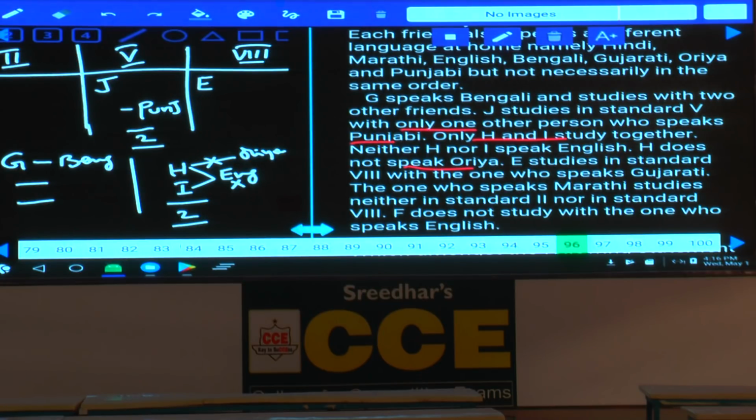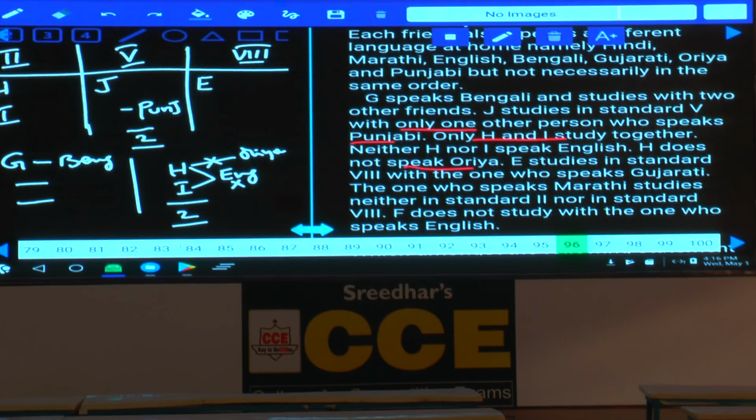As E studies in standard 8, tell me whether H and I study along with E? No. Why? Because H and I are the only 2 persons studying in that standard. Hence H and I cannot be in the 8th standard, cannot be in the 5th standard. Hence H and I must be in the 2nd standard. If H and I are here, then where should G be? G must be in the 8th standard. Why? Because G cannot be in the 5th standard.